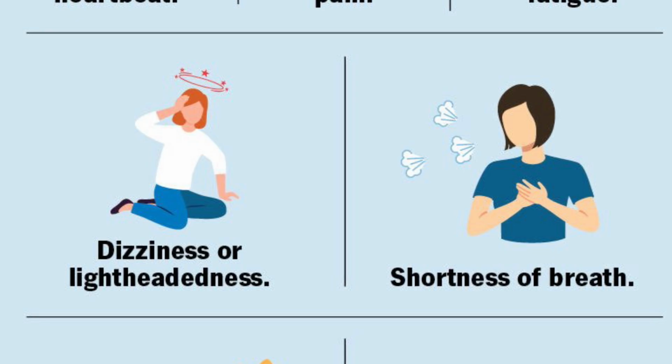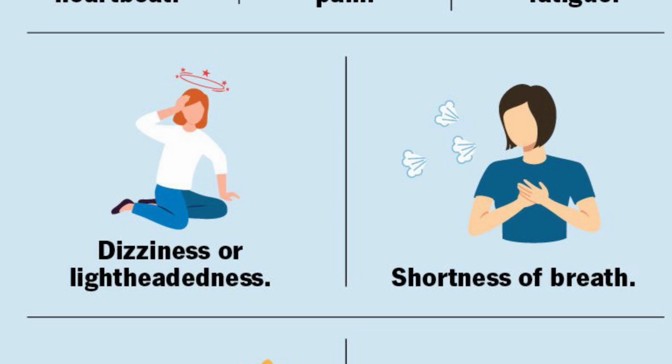All right, so characteristics of SVT. As we've said, the rate's really fast. It's typically 160 and above. And you can see this rhythm go all the way up to 200. So it can be very, very fast.